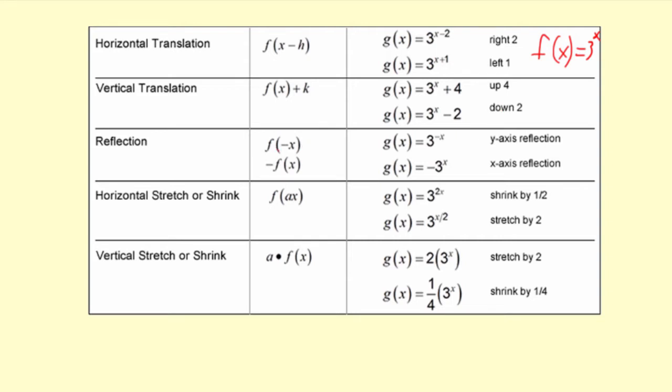Reflection, f of negative x, where you put the negative where the input variable is, that's a y-axis reflection or horizontal reflection, and negative out in front of the function changes it to an x-axis or vertical reflection.